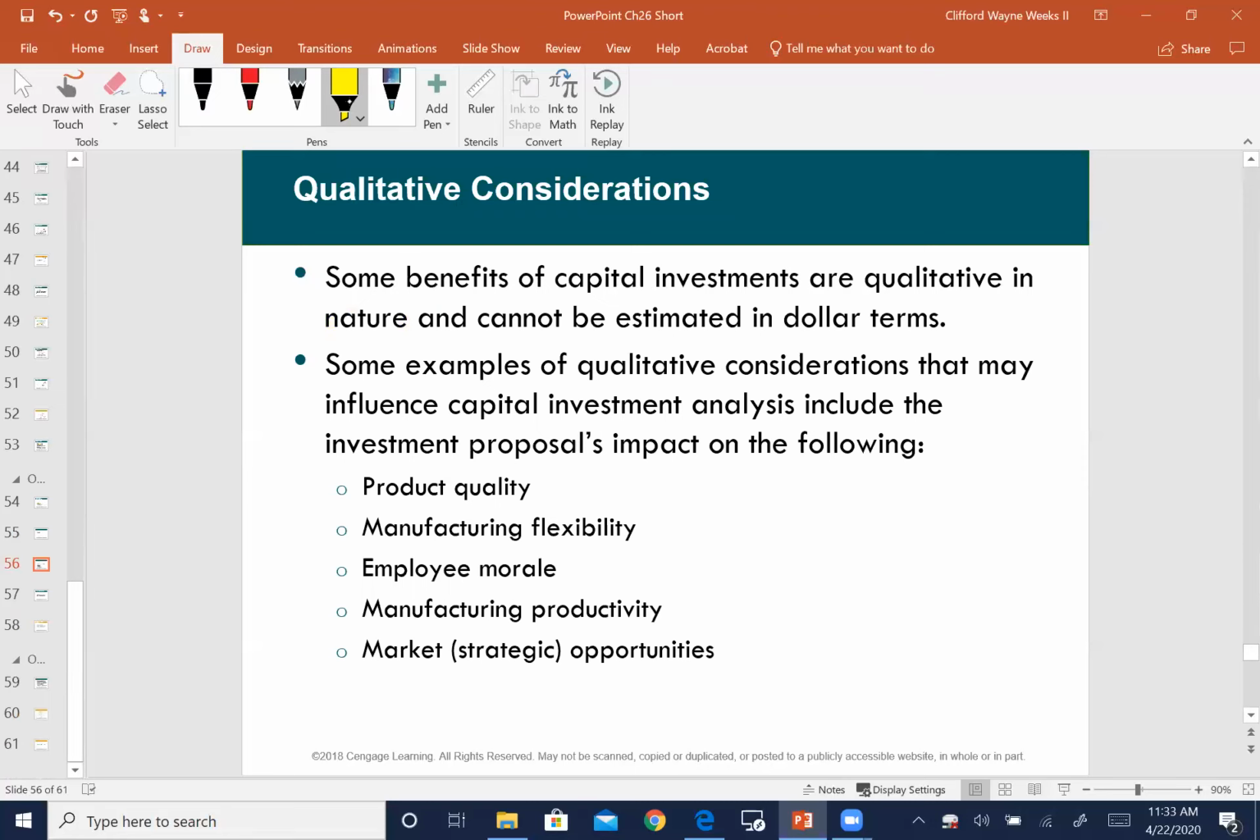Qualitative factors, we talked about those a little bit last chapter. The qualitative things are really the touchy-feelies: the quality of your product, flexibility of your manufacturing, employee morale, marketing productivity, market strategy and such. So let me give you an example.